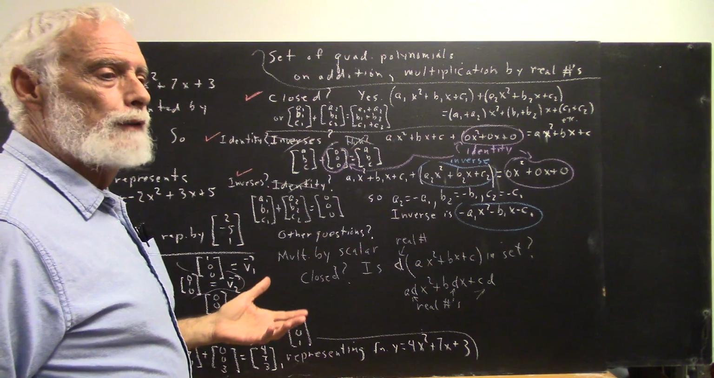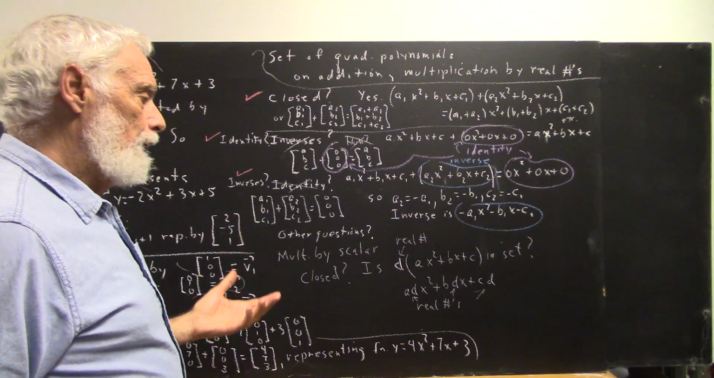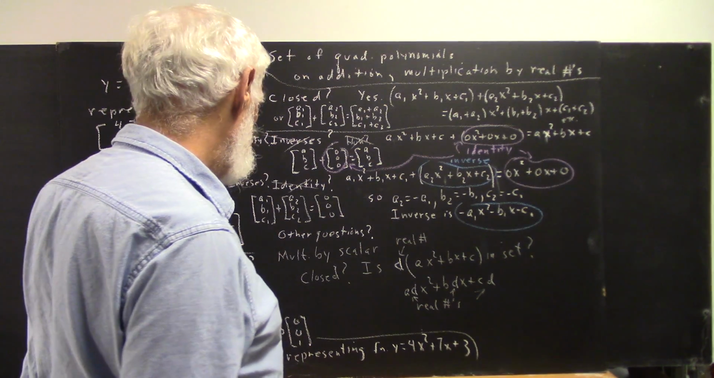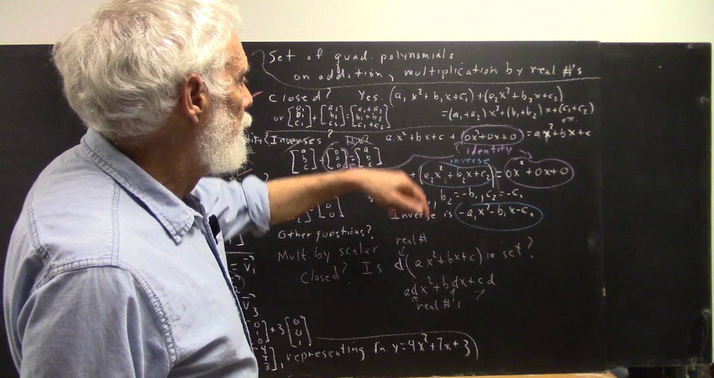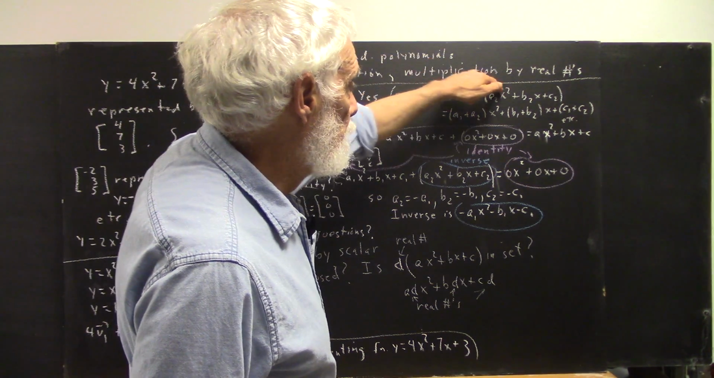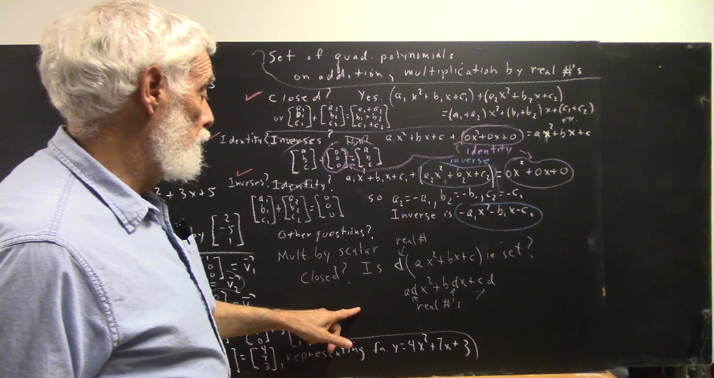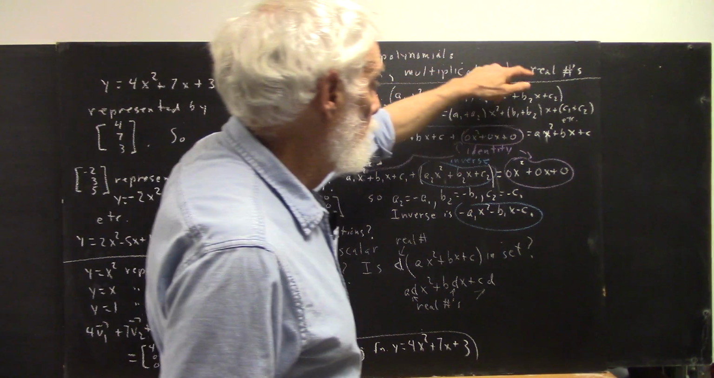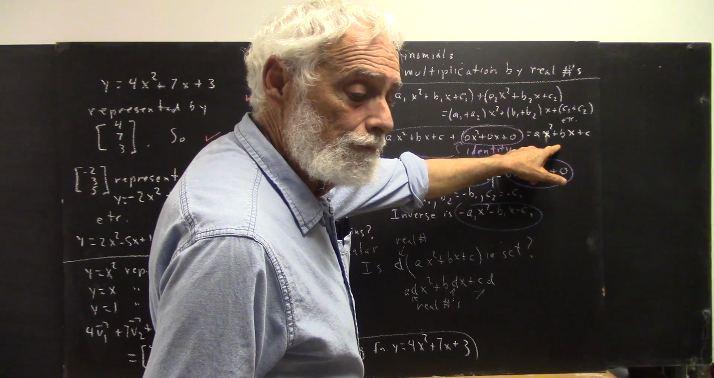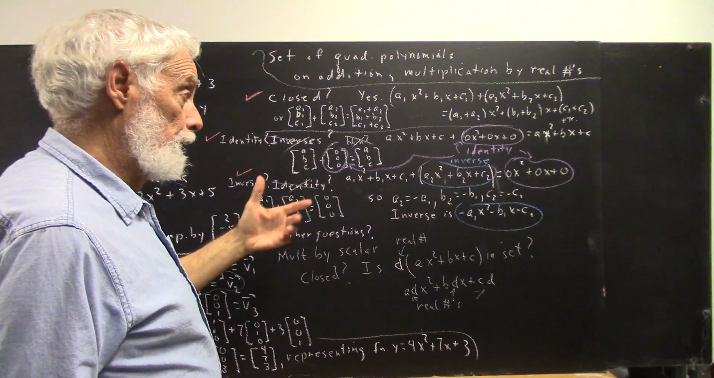So there's one of the questions we might want to ask. Is there a distributive law? Okay, if we multiply D by a sum of two of these, do we get one of these? And it's pretty clear that the sum of two of these is a quadratic polynomial, so it's in the set.